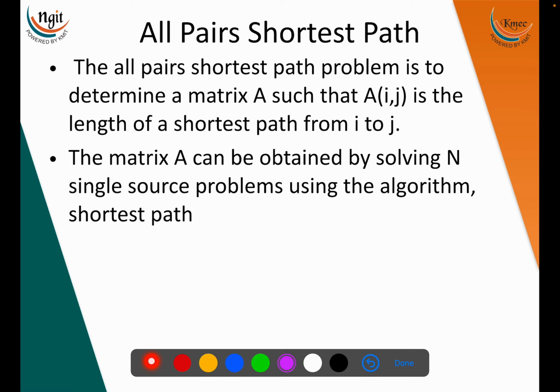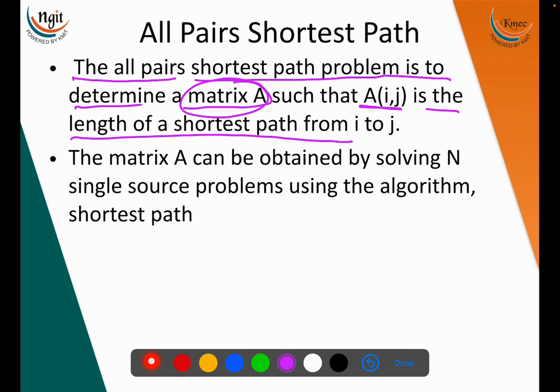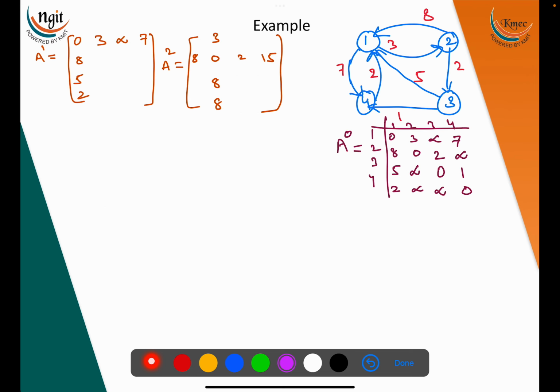So we'll take some example. Before we go for the example, there are some points we will refer to. The all pair shortest path problem is to determine a matrix A such that A(i, j) is the length of the shortest path from i to j. So we'll take a cost adjacency matrix as we were representing in the previous slide. The matrix A can be obtained by solving n single source problems using the shortest path algorithm. Right. Now we'll take some example.